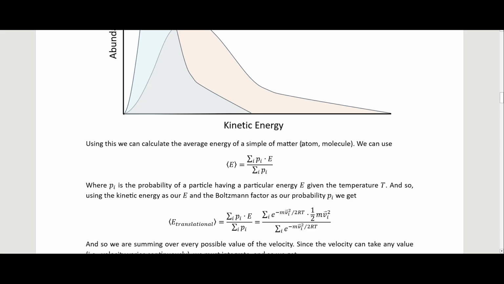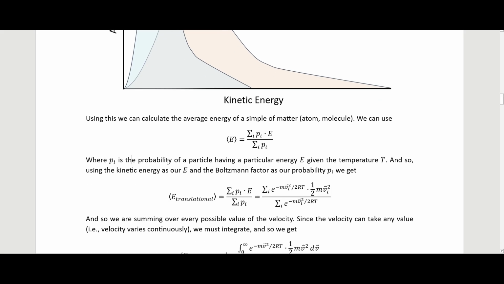So using this, we can calculate the average energy of a sample of matter. So the sample being something like an atom or a molecule. We can use this right here. So this right here is the average energy. This is the probability, and this is the energy, and then this is also the probability. So these P sub i are the probability of a particle having a particular energy E given the temperature T.